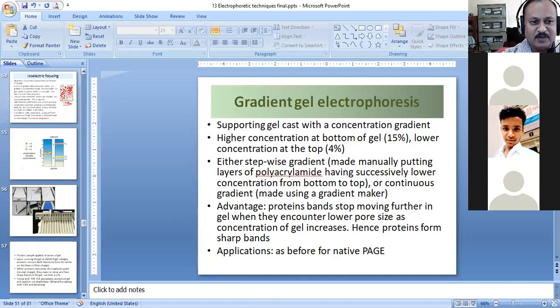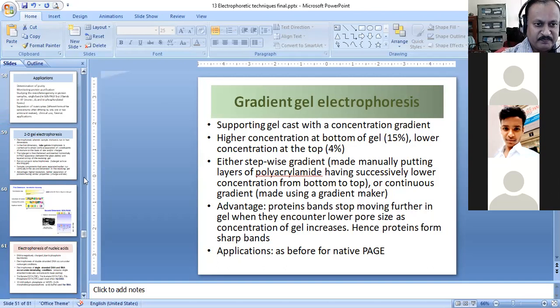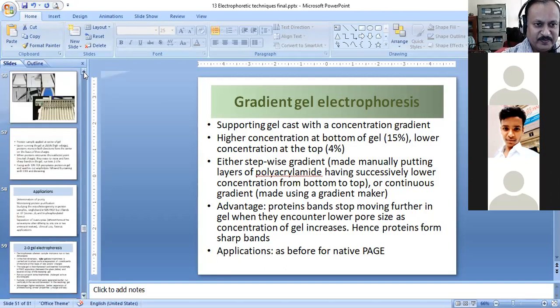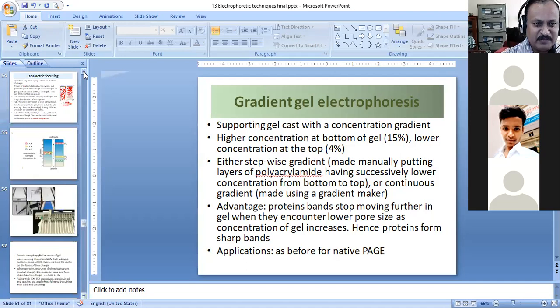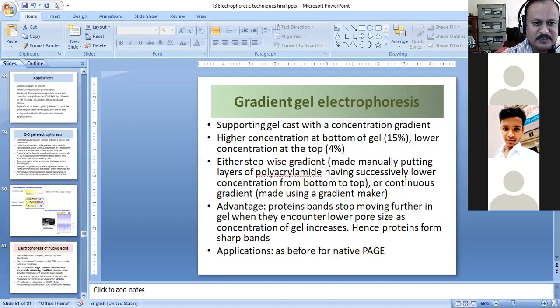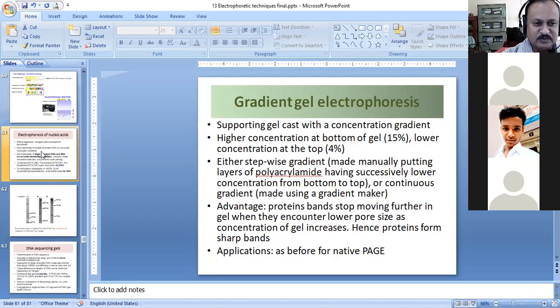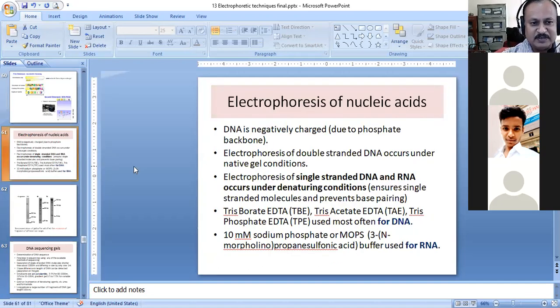When did we do isoelectric focusing? At the starting, isoelectric focusing was done, sir. Yeah, I think I started with isoelectric focusing, and then I tried to cover 2D electrophoresis. Okay. So today we'll start with something about nucleic acids.